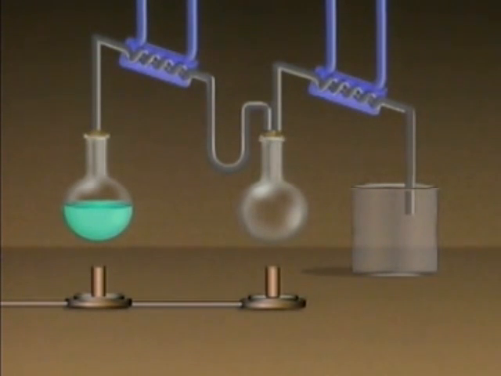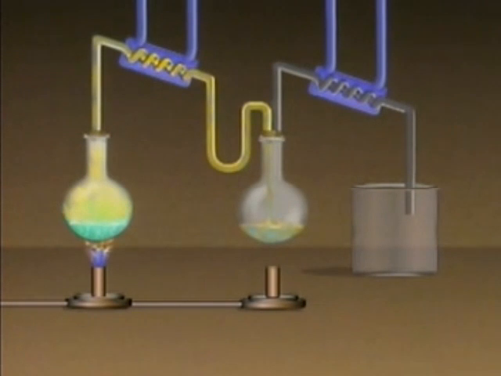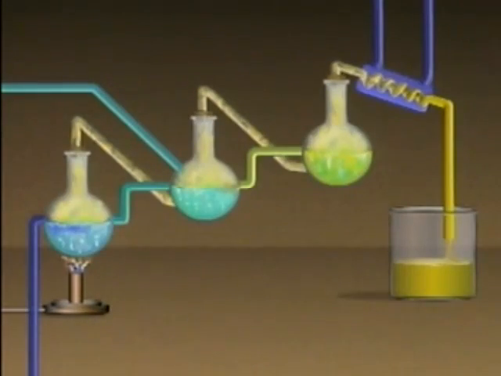This system has 2 stills, 2 condensers, and 1 receiver. The condensed vapors from the first still flow into the second still. This continuous distillation process system has 3 containers or stills, 1 heat source to boil the liquid mixture, 1 condenser, and 1 receiver to collect the condensed vapor. A feed line continuously supplies the system with a liquid mixture.